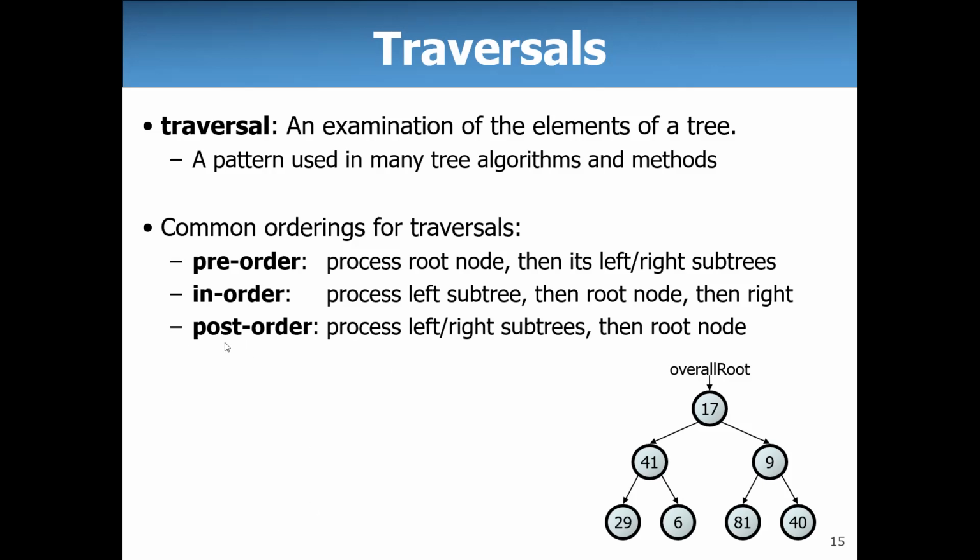Okay, let's take a look. Post order, left, right, and then root. This is your overall root, you go left. This becomes the root, you go left. Left, right, and root. So you will print 29, 6, 41. This is the root. After you're done with the left, you go to the right side. When you go to the right side, you again have a subtree. You will do left, right, root, and then at the end, the overall root. So the answer will be 29, 6, 41, 81, 49, 17.